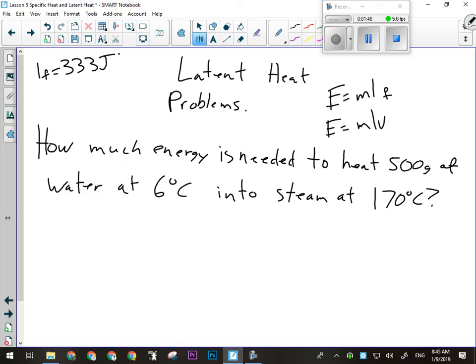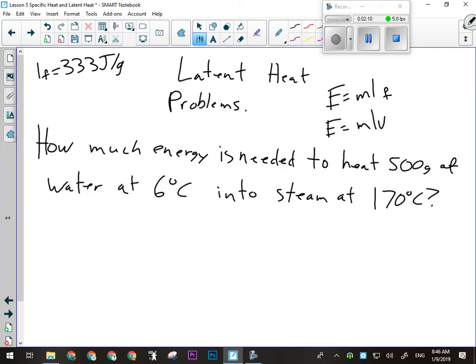The latent heat of fusion of water is 333 joules per gram. That means if I have 1 gram of ice, which would be about the size of a raisin, it would take 333 joules worth of energy to melt it in my hand. Which, as we said yesterday, is why your hands get cold if you're making a snowball with your bare hands. You're melting a lot of ice, and it takes a lot of energy from your body to do that.